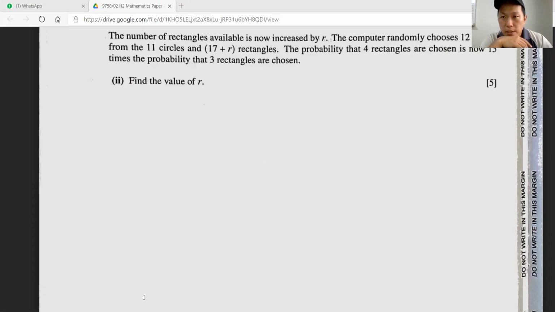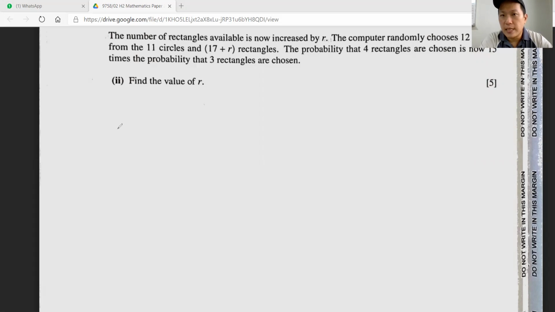Okay, so now part 2, the question decides to add r rectangles. So the total number now becomes 17 plus r plus 11, which is 28 plus r. The number of circles has no change, still 11. The number of rectangles now becomes 17 plus r. So how are we going to do this?